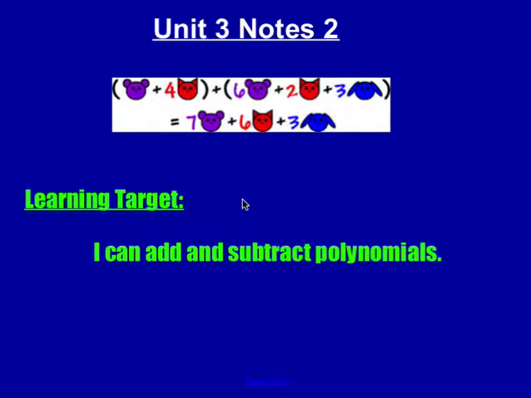This is Miss Humbert here, and today we're going to be going over Unit 3, Notes 2, Adding and Subtracting Polynomials. So let's go ahead and take a look at what that's going to look like.